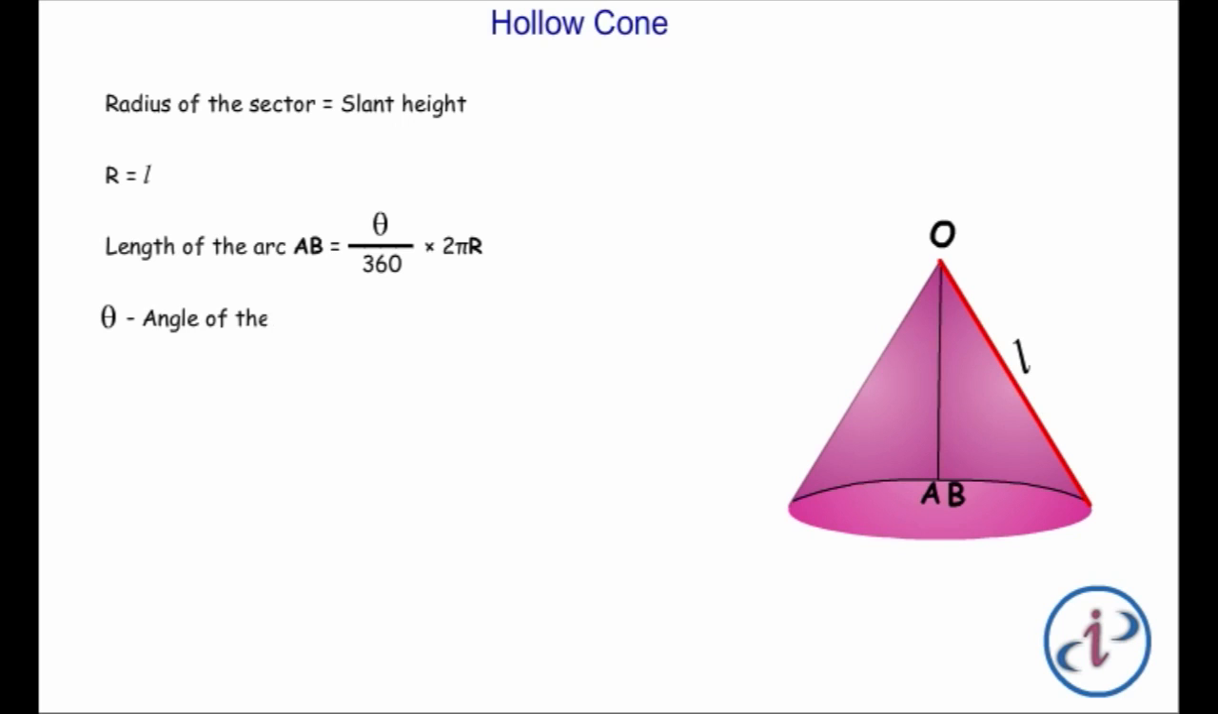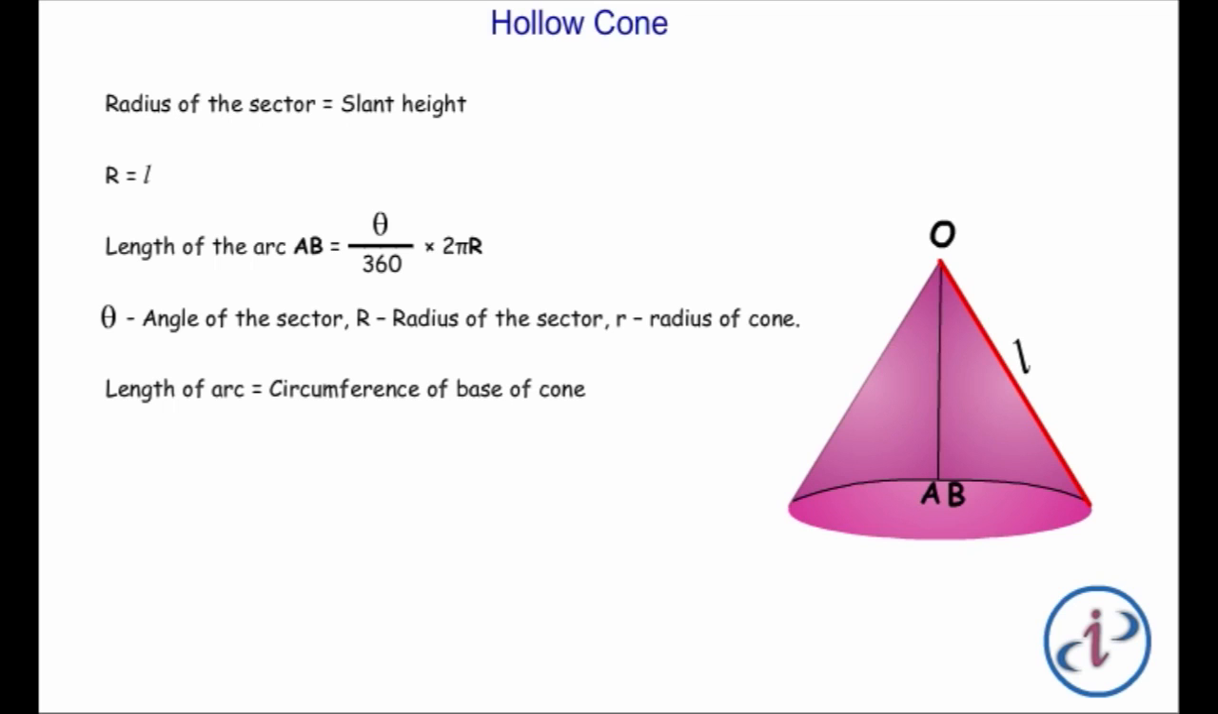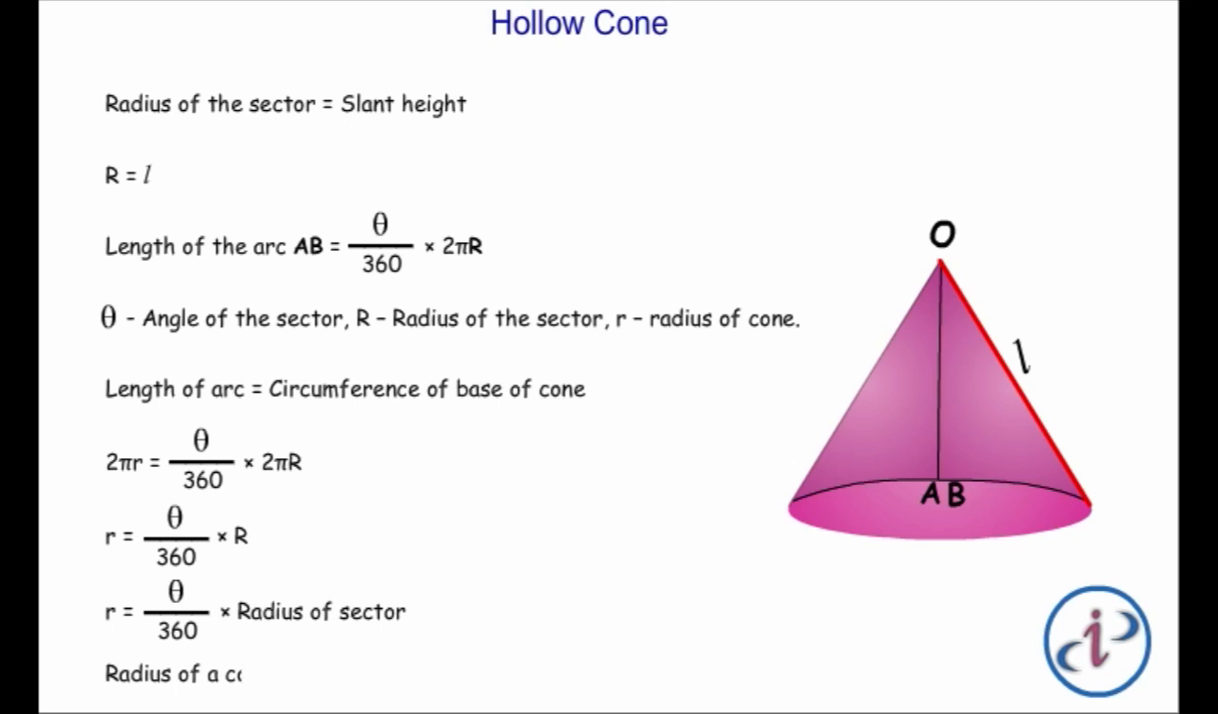Theta is the angle of the sector. R is the radius of the sector, and let r be the radius of the cone. Since length of the arc is equal to circumference of the base of the cone, 2 pi r is equal to theta by 360 into 2 pi R. Simplifying, we get small r is equal to theta by 360 into capital R, where radius of the sector is equal to slant height l. So, radius of a cone is equal to theta by 360 into l.